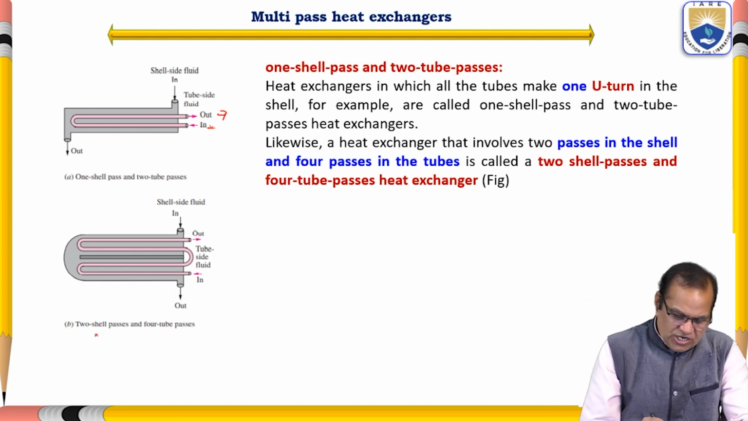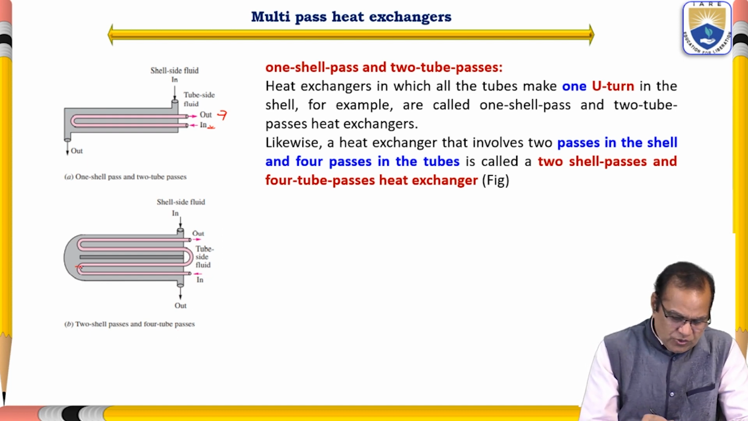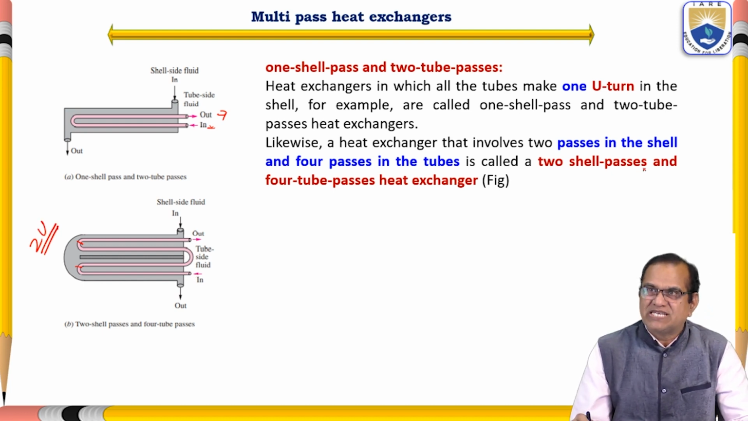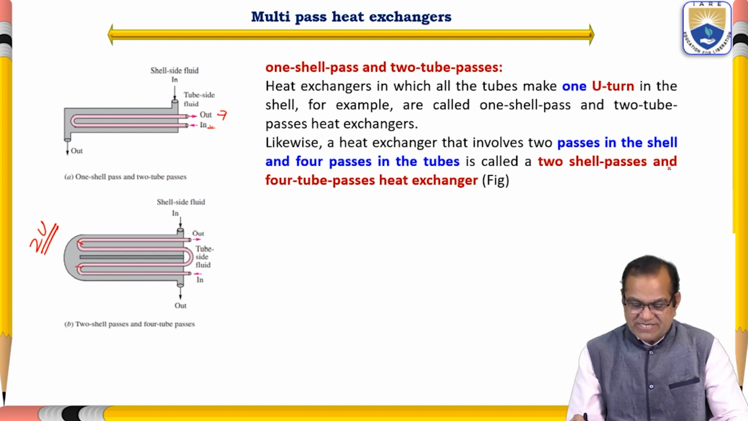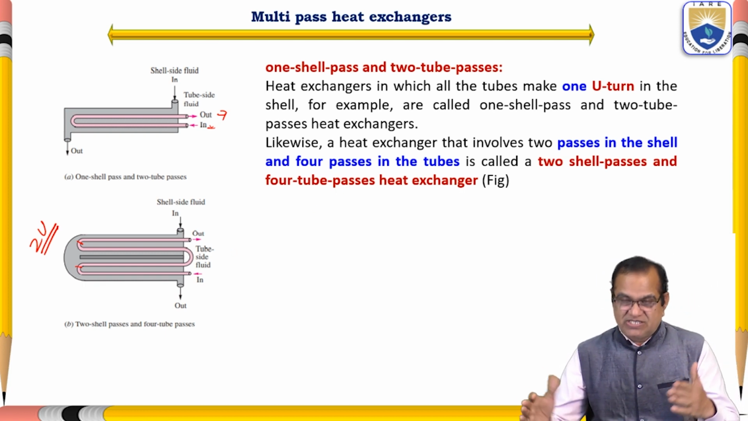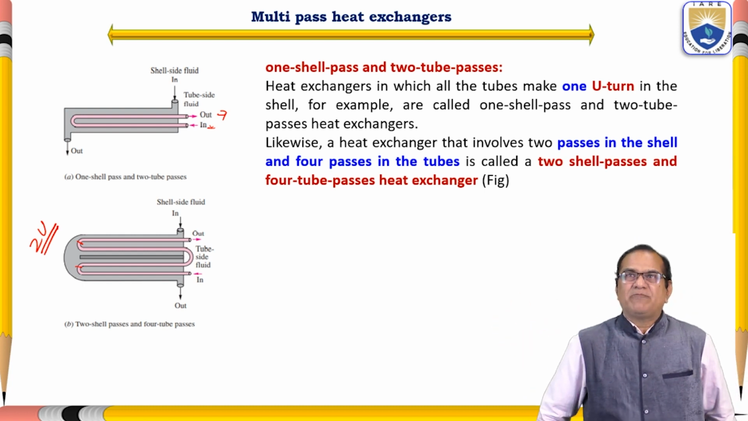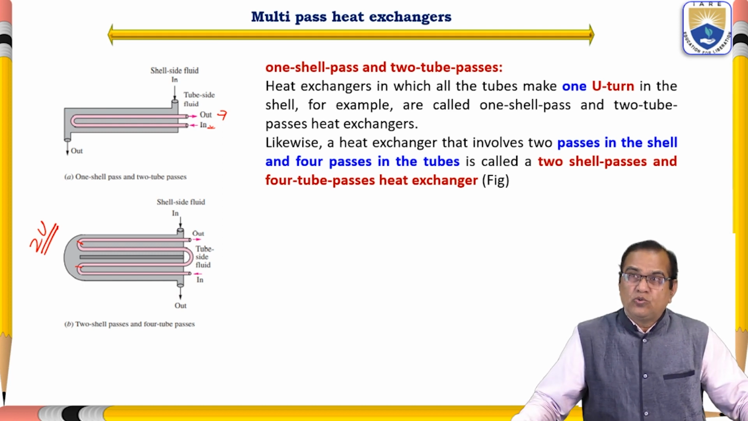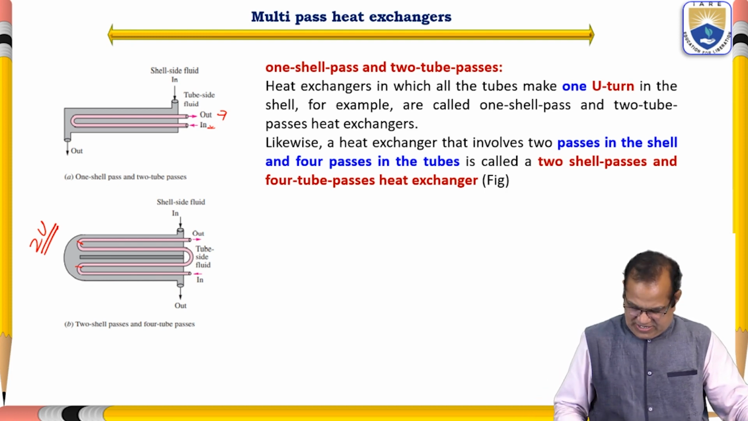If you see here, another is two shell passes and four tube passes. Here this is one U-turn in the shell, and there are two U-turns here. So in this you have two shell passes and four tube passes. So it is called two shell passes and four tube passes. Like this, we have the multi-pass heat exchanger. Here different tubes are moving, and as per that, we can define this as one shell pass and two tube passes, or two shell passes and four tube passes.